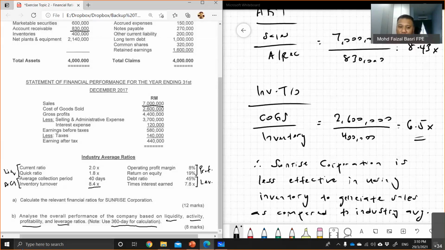And for the analysis, another 8 marks for all 4 categories. So you see the pattern of placement is based on the categories. Usually what I will ask you to do is calculate according to the sequence so that you know it is in pattern. Liquidity, the first two, and then activity for the next ones, then profitability and leverage. So write in sequence and comment immediately.